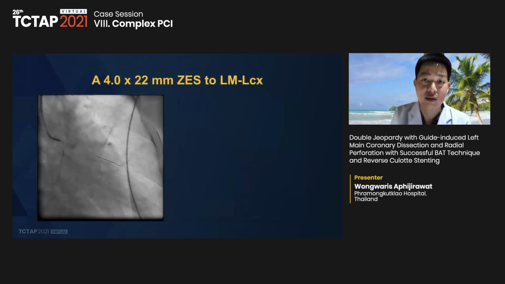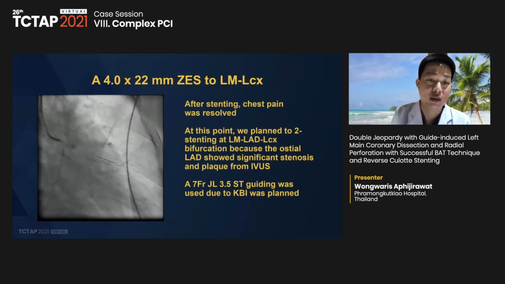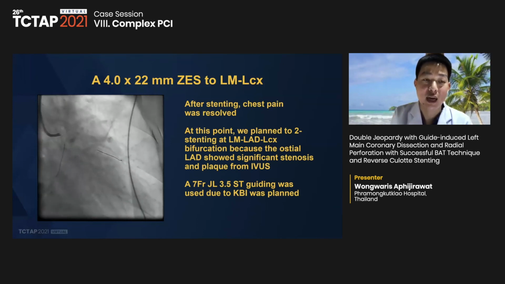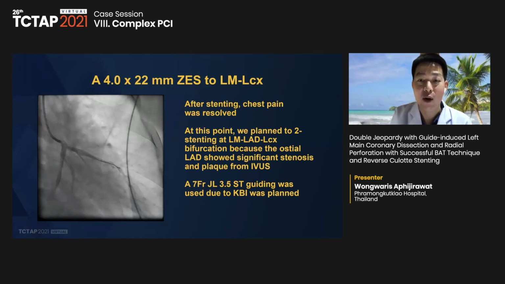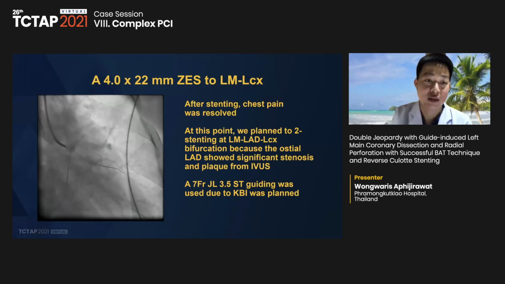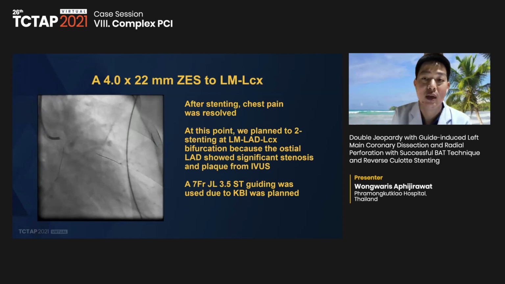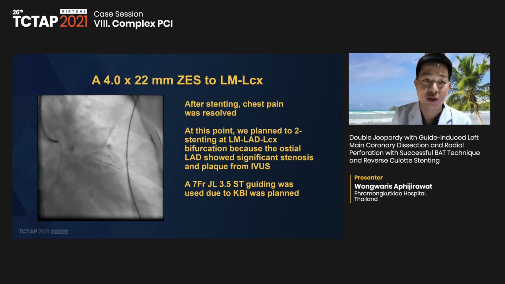After we placed the third left main stent, the flow was restored and the dissection resolved. At this point, you can see the LAD ostium shows significant stenosis, and we confirmed by IVUS that there was a significant plaque at the ostium to proximal LAD. So we needed two stenting at the left main LAD bifurcation, using two large balloons. A 7 French guiding catheter was used because we planned kissing balloon inflation.